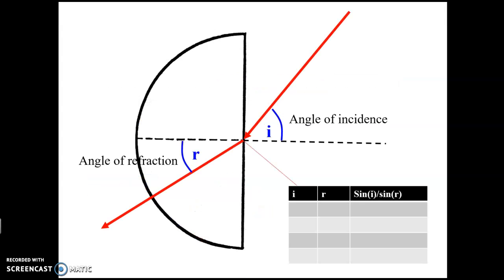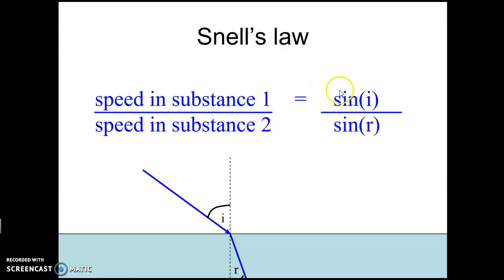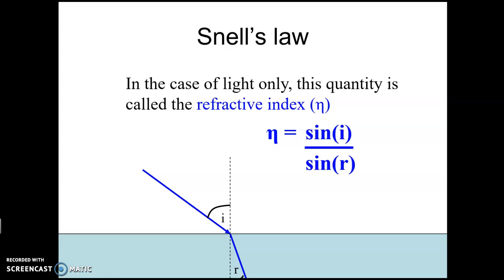Okay, we investigated this. We shone light into a glass block, we measured the angle of incidence, we measured the angle of refraction, and we found that there is a mathematical relationship between them. That the sine of the angle of incidence divided by the sine of the angle of refraction is actually equal to the ratio of the speeds, and we call that ratio the refractive index. For glass, this is about 1.5.